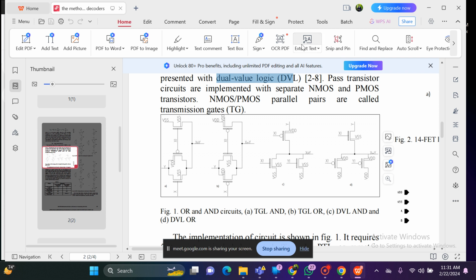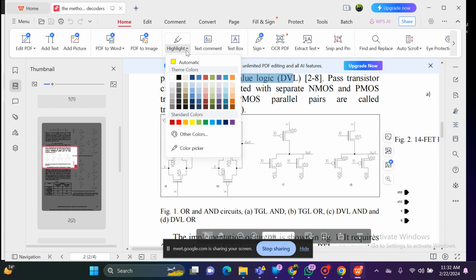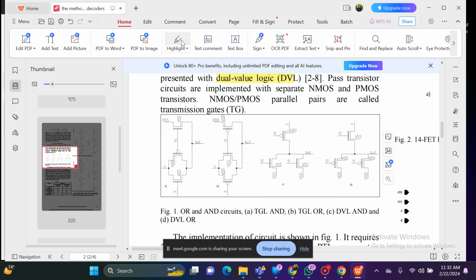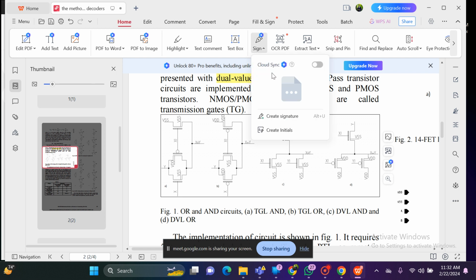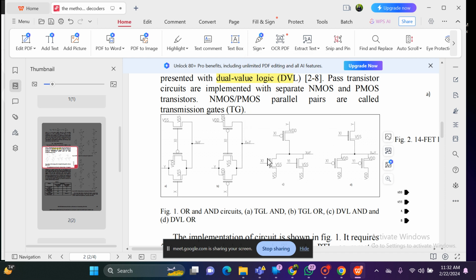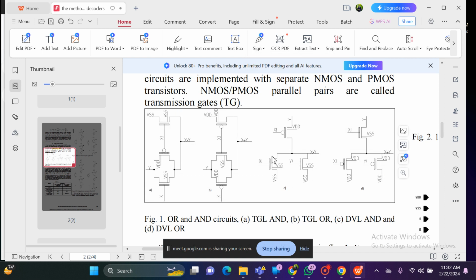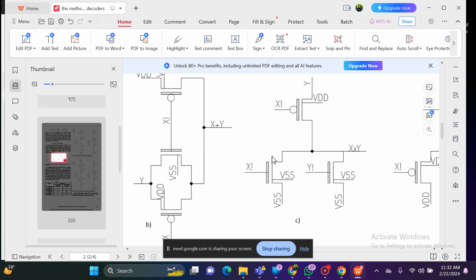Highlighting it is not possible here. Can you see my point? Are you getting my point? Hello, are you getting my point?